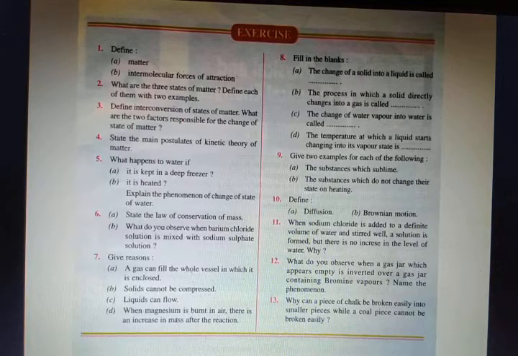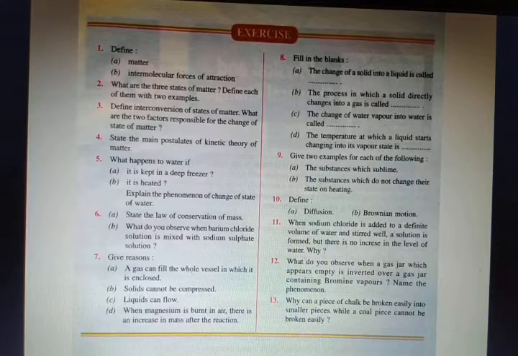Liquids can flow. Once again, why can liquids flow? It is the availability of interparticle or intermolecular space, with average intermolecular or interparticle forces of attraction existing between the particles. That feature allows liquids to flow.